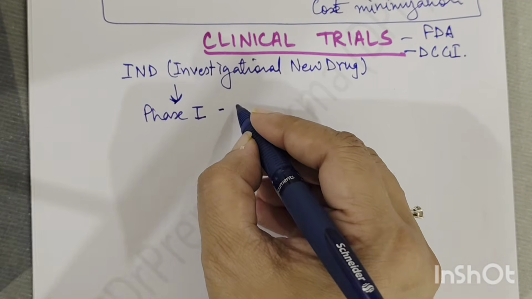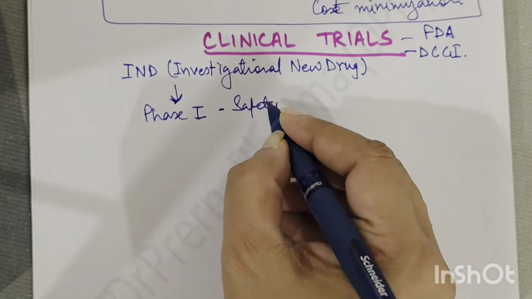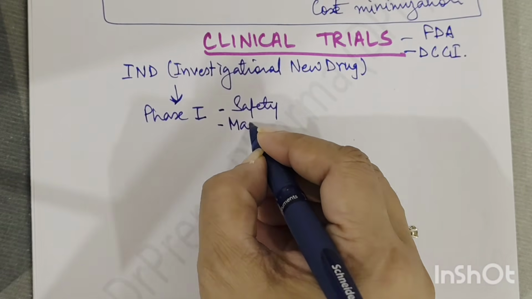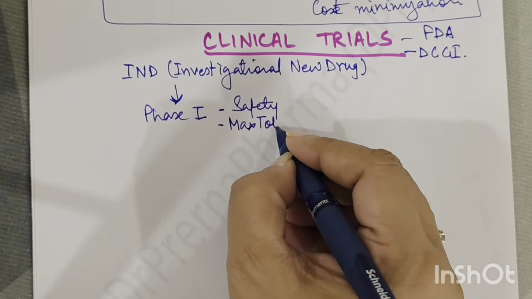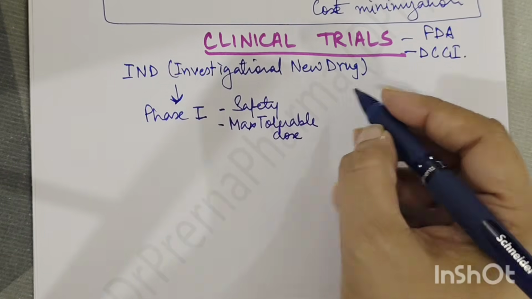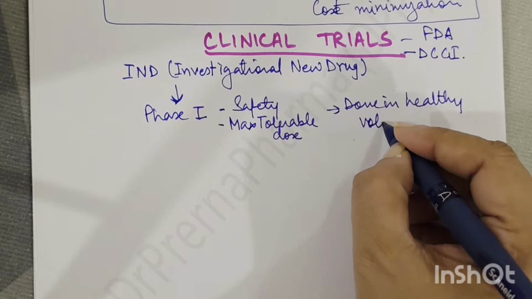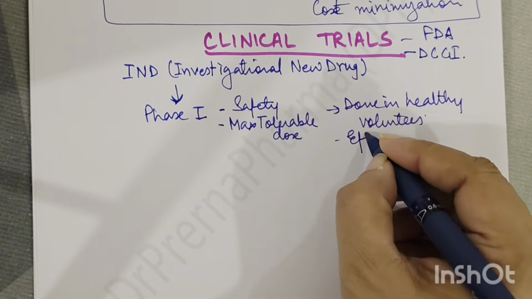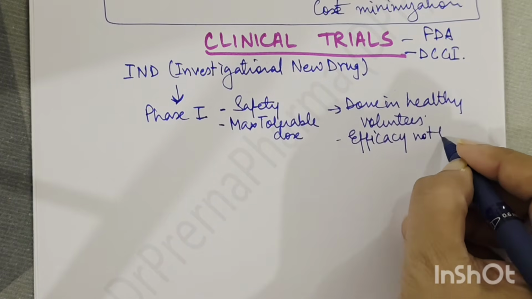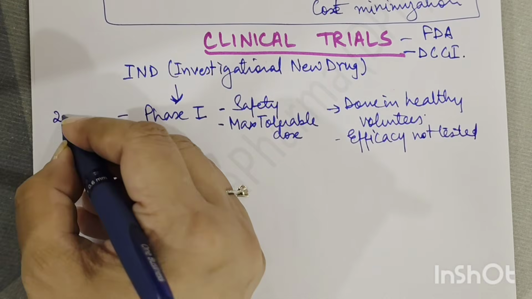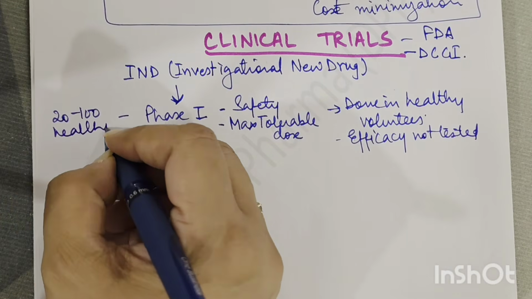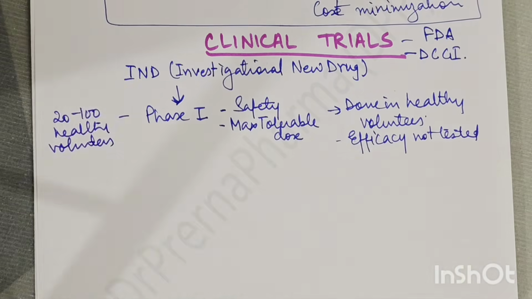Now, phase 1 is mainly a safety study. It is done to calculate the maximum tolerable dose. It is done in healthy volunteers. Efficacy is not tested in this, and it is done in around 20 to 100 healthy volunteers. Okay, so this is phase 1.